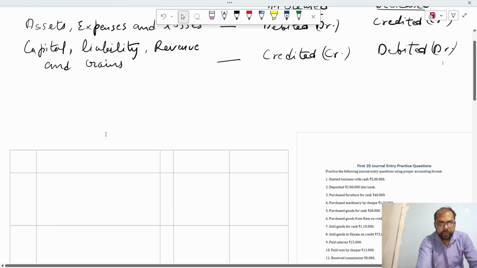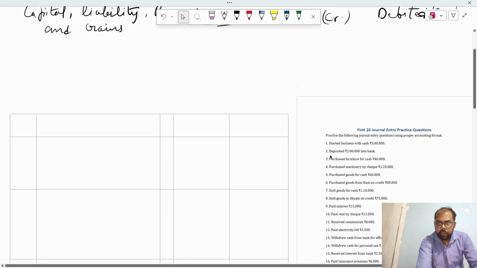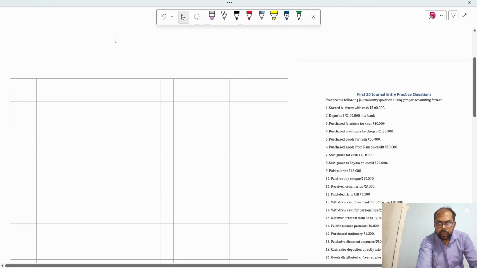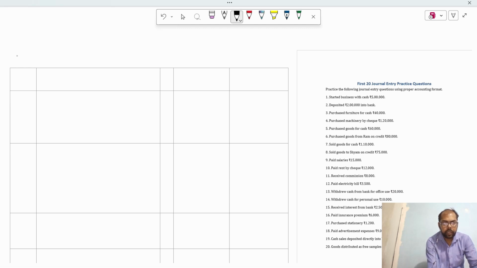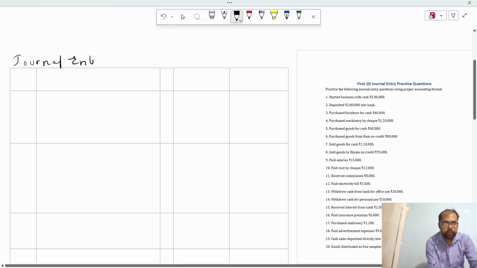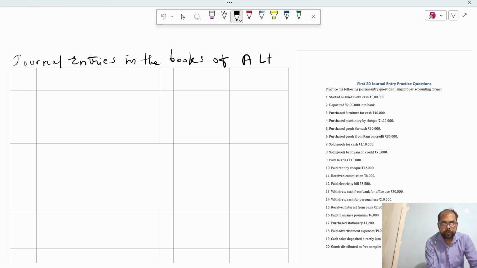on the journal entry. So here I have taken 20 questions on journal entry. Now let us suppose that we are performing these journal entries in the books of Mr. A. Or you can say we are performing this journal entry in the books of A Limited. So journal entries in the books of A Limited. Now, the very first entry says that it started business with cash rupees 5 lakh.